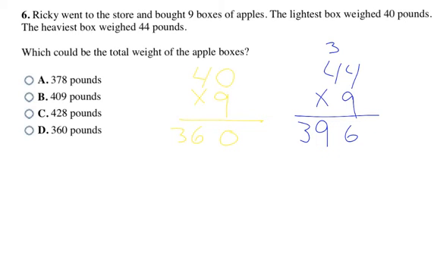So that means my answer is going to be somewhere between 360 and 396. And when I go and look at my answer choices, the only number that is between those two numbers is A. Okay, 360 was a match, but because I know I have one that's 44 pounds, it can't be 360. It has to be bigger than 360, so it had to be A.